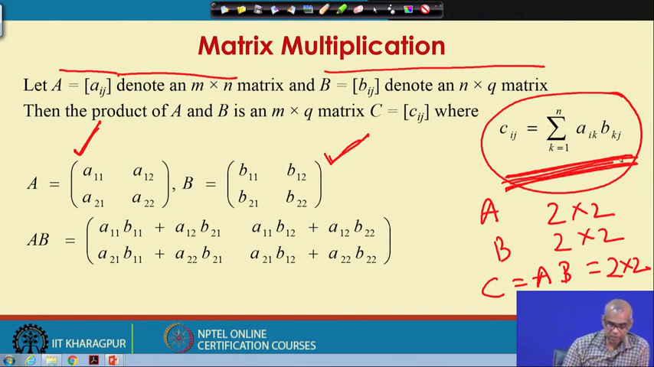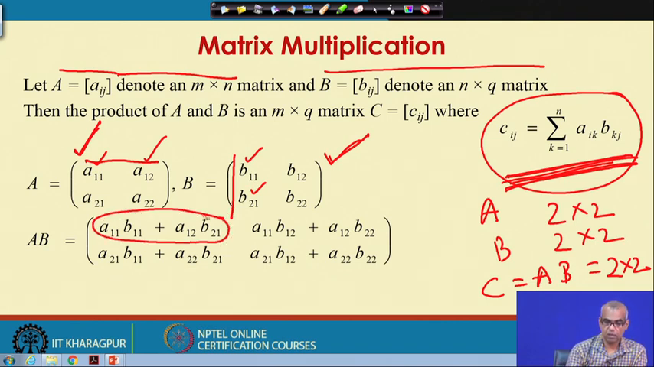So, what you do is you take A11 multiplied with B11 plus you take A12 and multiply with B21, that becomes the first element of the product matrix. So, A11 B11 plus A12 B21, that becomes the 1 1 element of the product matrix AB.